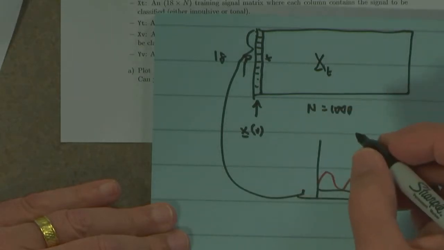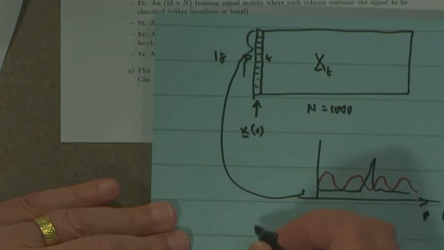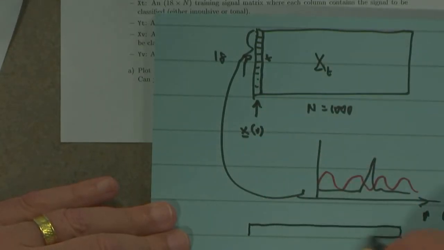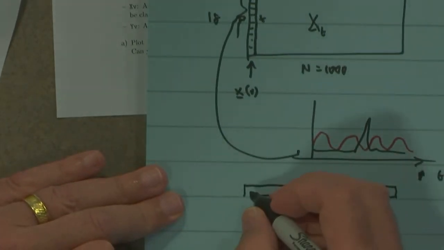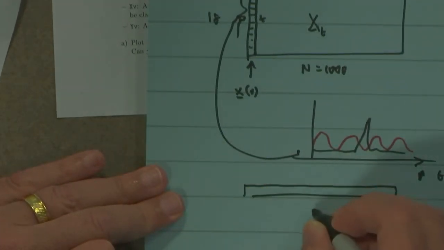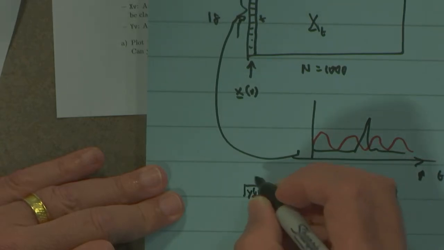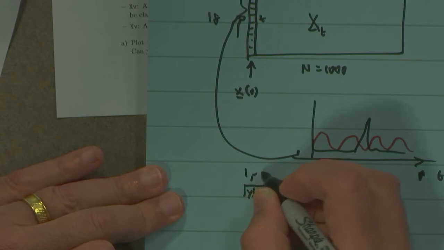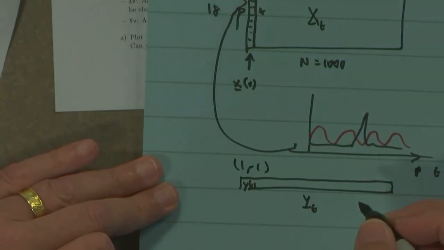Then for each one of these, I've also got a Y. Again, this is not going in the notes, so you might want to take notes if you need it. This is your vector Y of t, which has Y of 1. This is either 1 or -1, depending upon what type of signal it is. So it's just a binary classification problem.